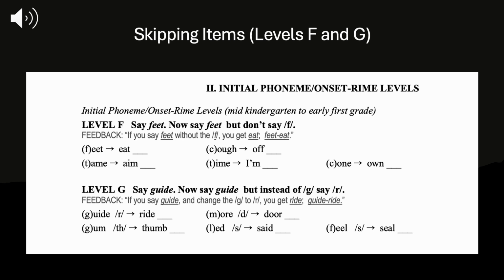When you move on to the next part of the PAST, the initial phoneme onset rhyme levels, or levels F and G, you'll see there are 5 items in both level F and level G. If the student automatically and correctly reads the first 3 items in level F and level G, you can skip the remaining 2 items and mark them correct. If any of the first 3 items in levels F and G are incorrect or not automatic, give the student all 5 items in each level.